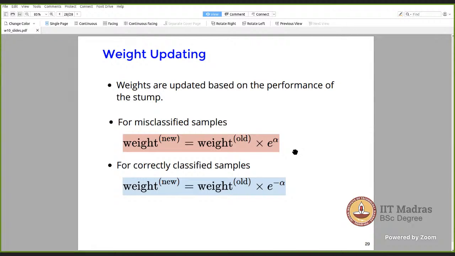Samples. So as I said, initially, let's say 20 samples are there, and we give equal weight 1/20 to each. But after the first model is done, the weights will be changed as per these formulae.